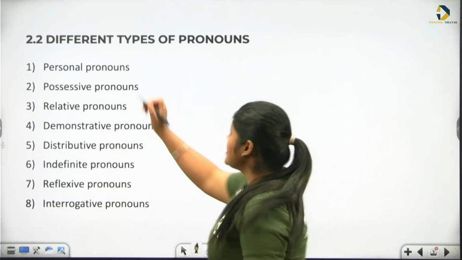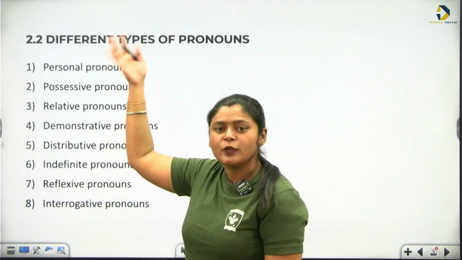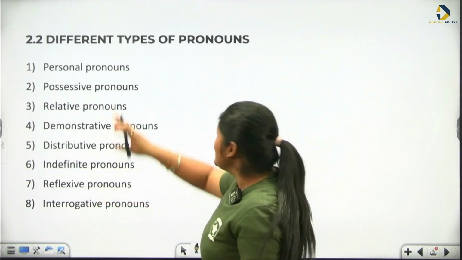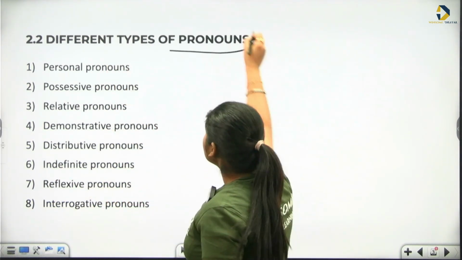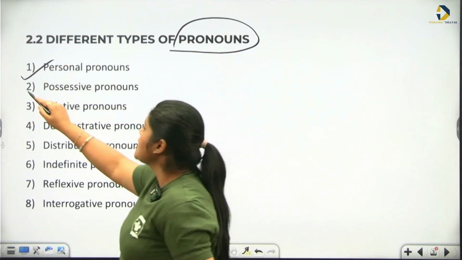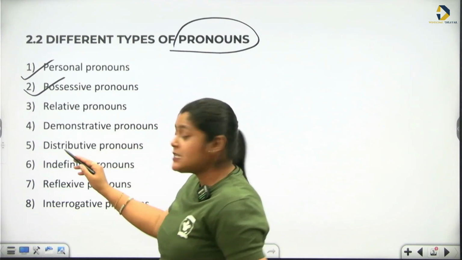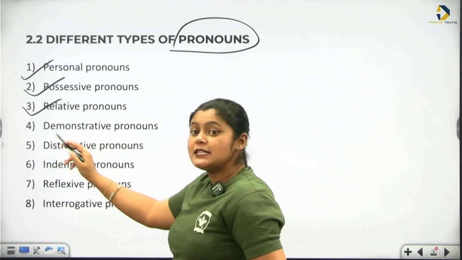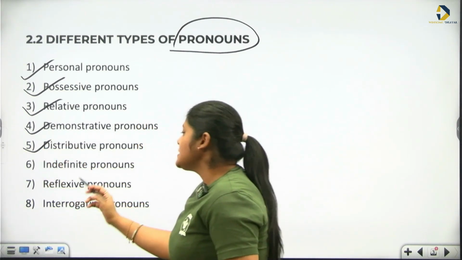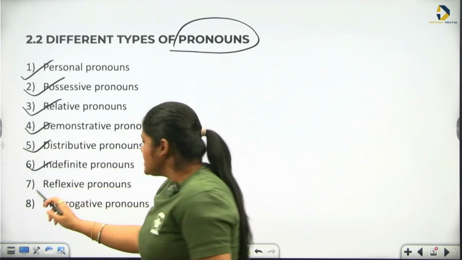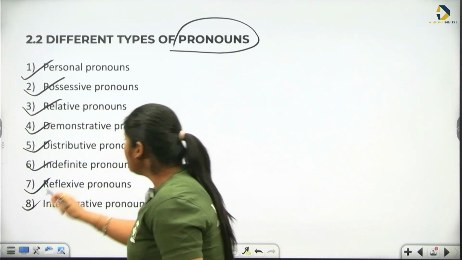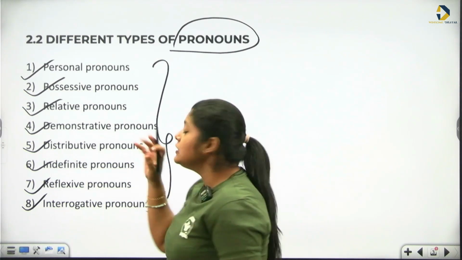Now see, different types of pronoun, हमने different types of noun पढ़े, common noun, proper noun, concrete noun, abstract noun, countable noun, uncountable noun, right? So similarly, now there are different types of pronouns. First one is personal pronoun. Second is possessive pronouns. Third is relative pronoun. Fourth is demonstrative pronouns. Fifth is distributive pronouns. Sixth is indefinite pronouns. Seventh is reflexive pronouns. And the last one is interrogative pronouns. Of each of these pronouns we will learn in details.